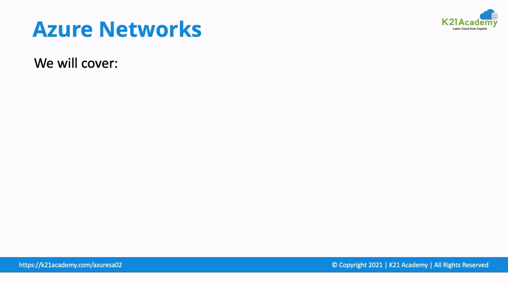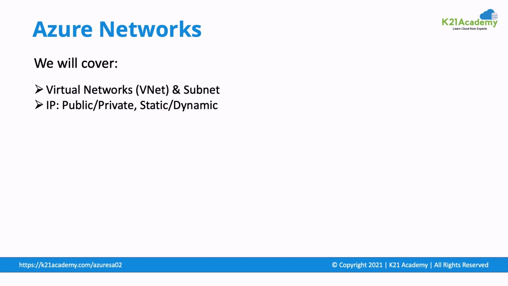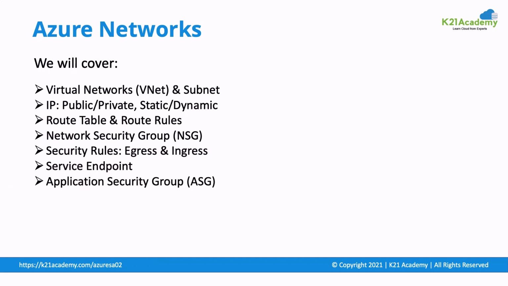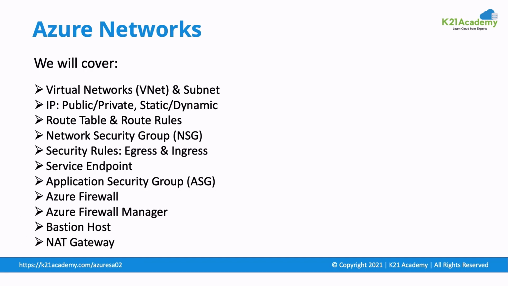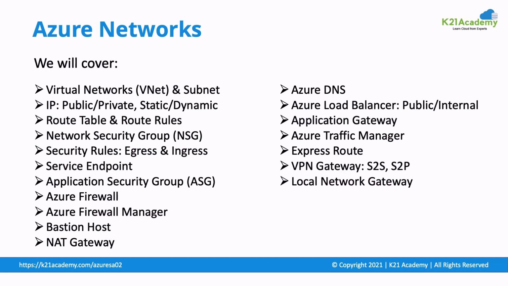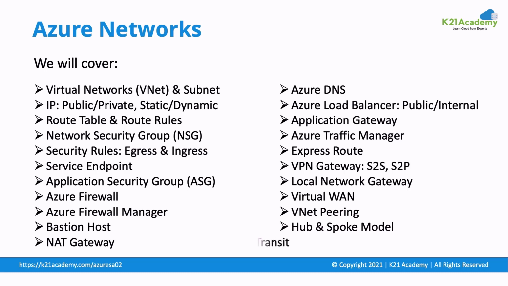In this video, we will be covering virtual networks and subnet, public, private, static and dynamic IP, route table and route rules, network security group, security rules for egress and ingress, service endpoints, application security group, Azure Firewall, along with Azure Firewall Manager, Bastion Host, NAT Gateway, Azure DNS, Azure Load Balancer, Application Gateway, Azure Traffic Manager, Express Route, VPN Gateway, Local Network Gateway, Virtual WAN, VNet Peering, Hub and Spoke Model, and Gateway Transit.